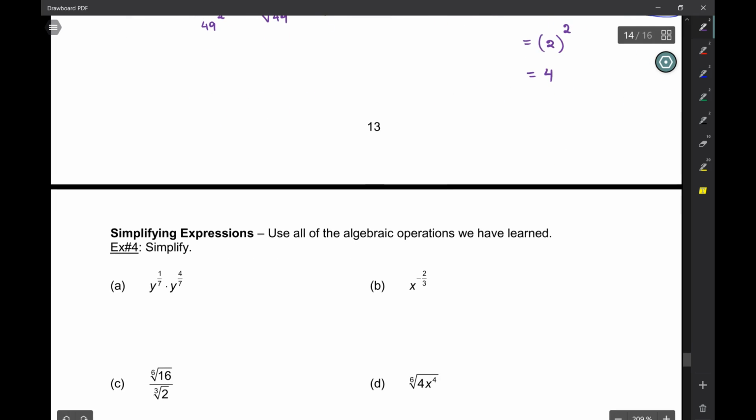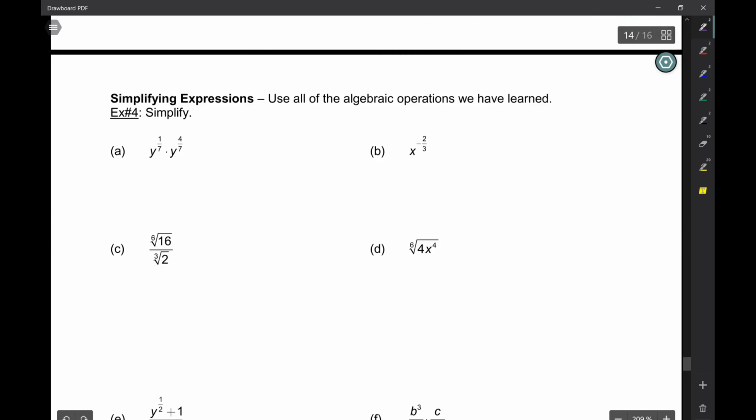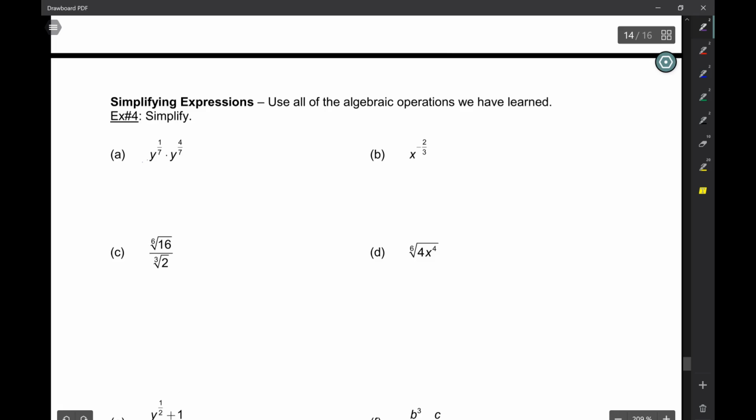All right. Let's do this one. Okay, so look. Same base, different exponents. What do we do? Multiply or add? Add the exponents. So this is going to be y to the power of 1 over 7, plus 4 over 7. Okay, so together that's y to the 5 over 7.